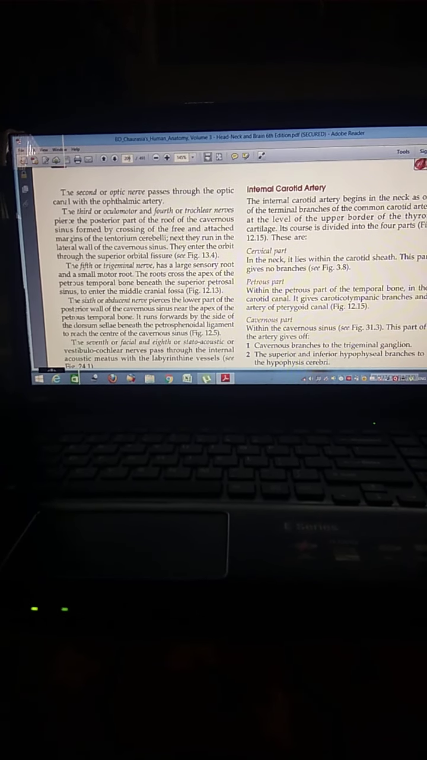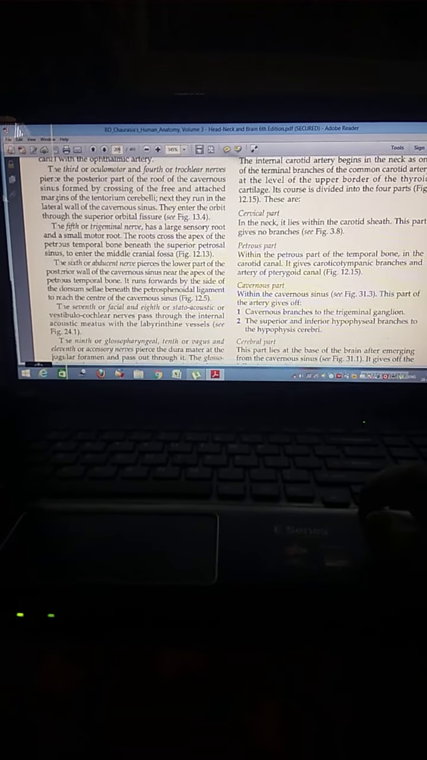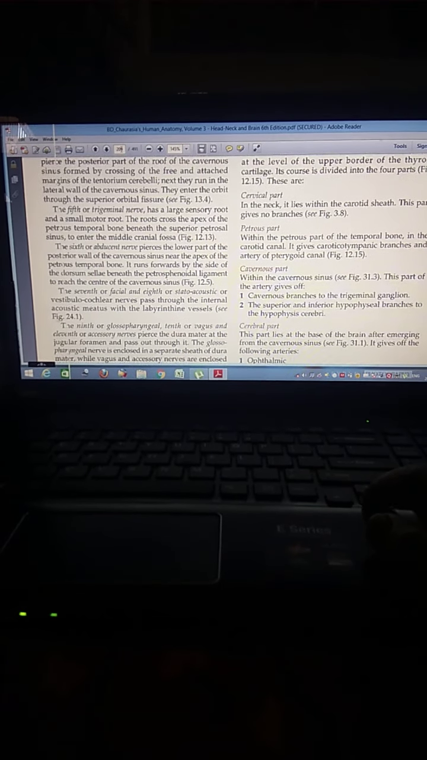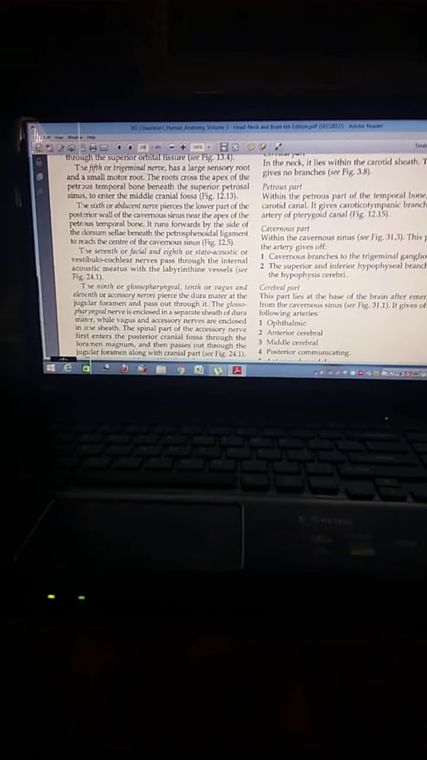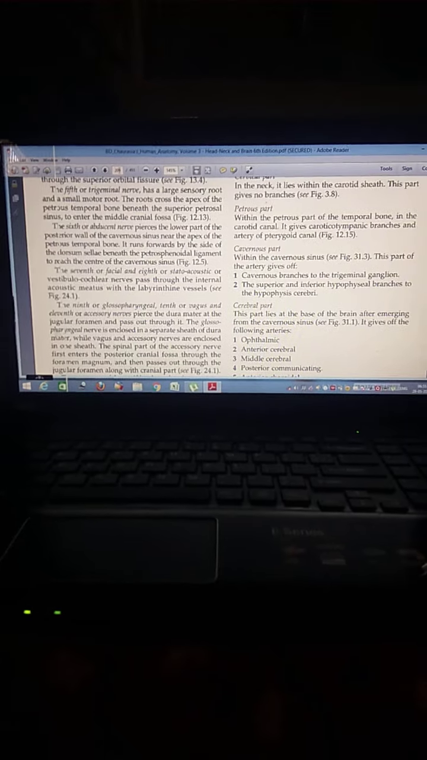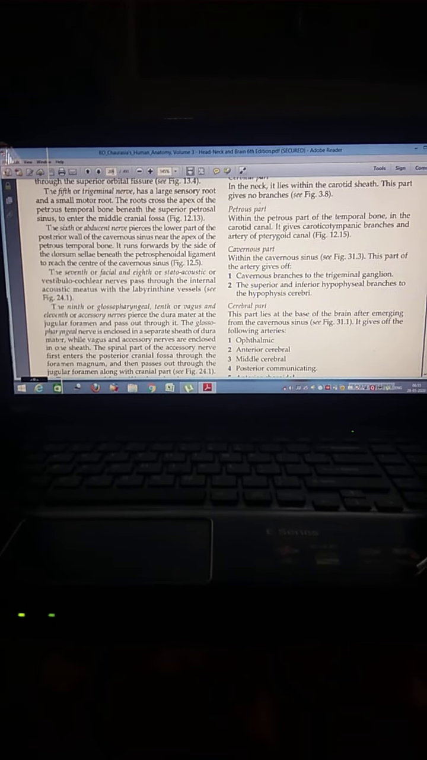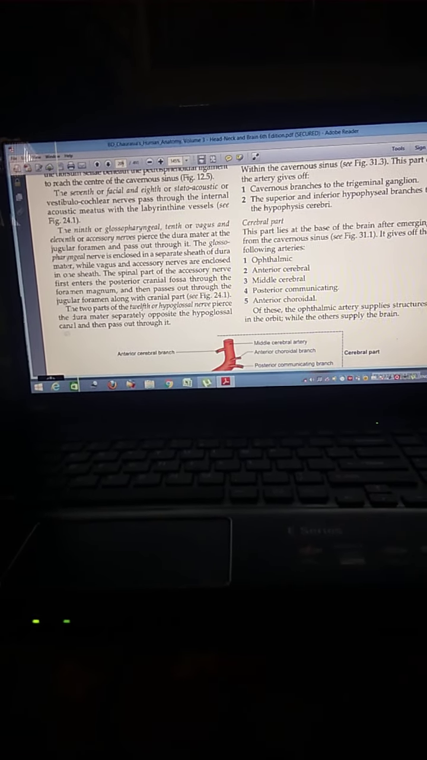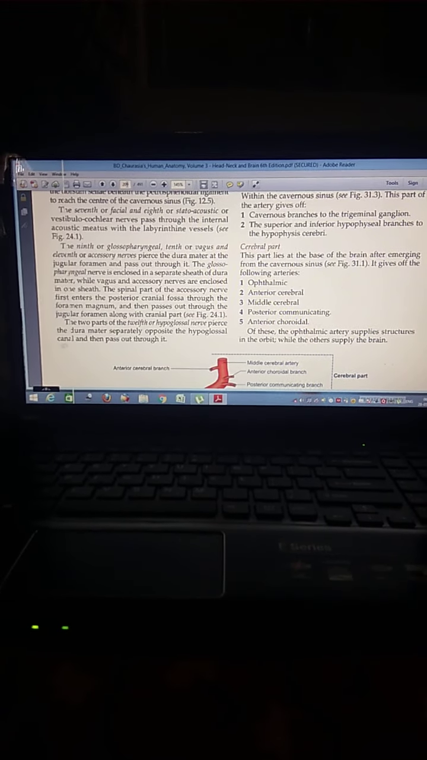the common carotid artery. Cervical part: in the neck, it lies within the carotid sheath. Petrous part: lies within the petrous part of the temporal bone. Cavernous part: in the cavernous sinus, the artery gives cavernous branches to the trigeminal ganglion, the superior and inferior hypophyseal branches to the hypophysis cerebri. Cerebral part: this part lies at the base of the brain, emerging from the cavernous sinus.